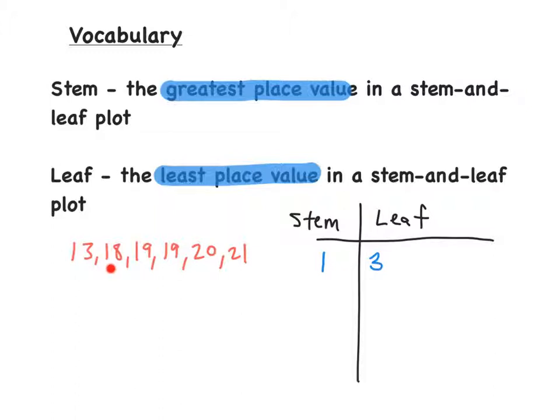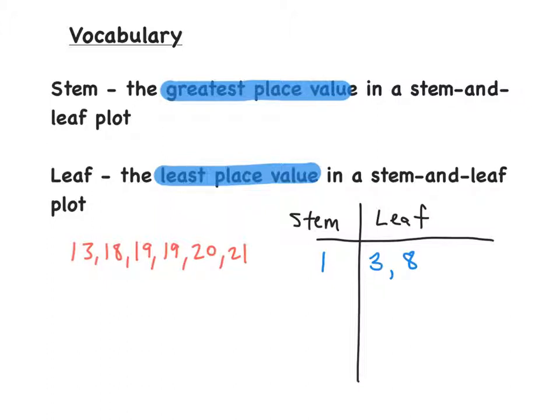Now let's go to the next number. The greatest place value is 1, but we already have the stem there of 1. So we don't need to put another stem. The least place value is 8. So I'll just put comma 8. And we go down the line.